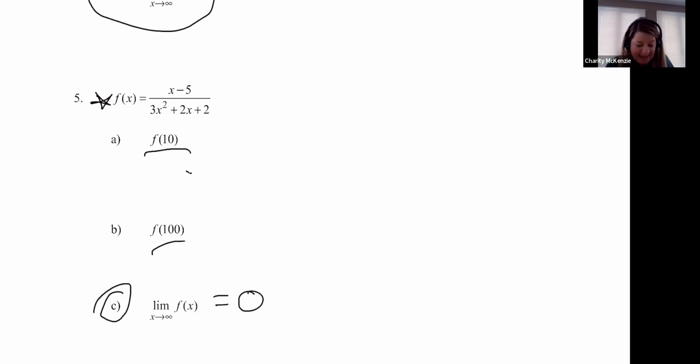Okay, so if we put in this 10, I wonder if I have a better calculator right here. I hate phones for calculators. They're awful. So here's a graphing one. So I'm going to put in the 10. So 10 minus 5 divided by the 3 times 10 squared plus 2 times 10 plus 2 is going to give me 0.666.